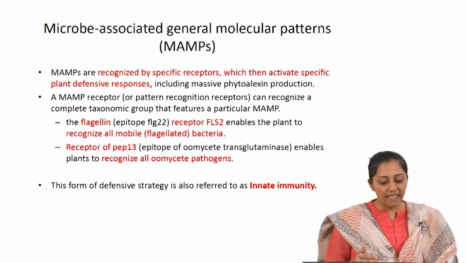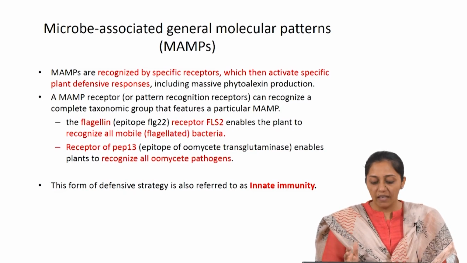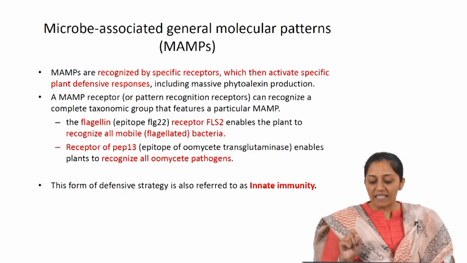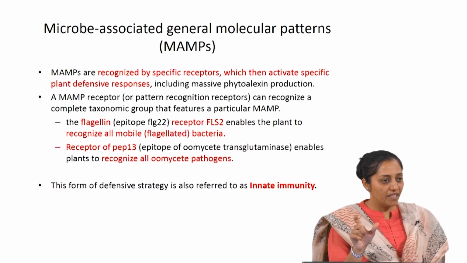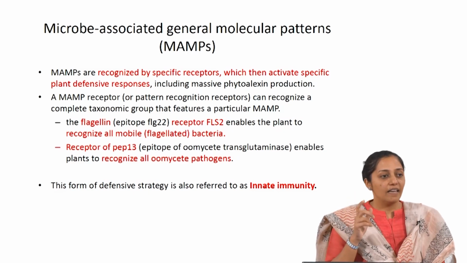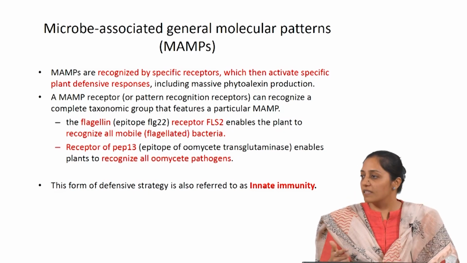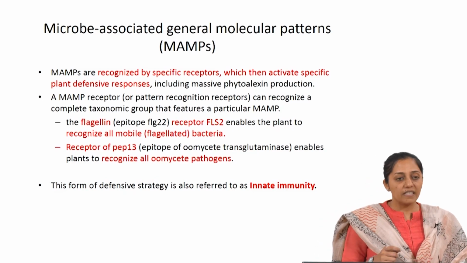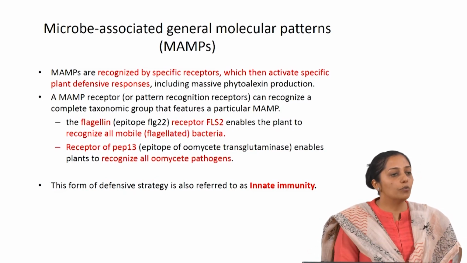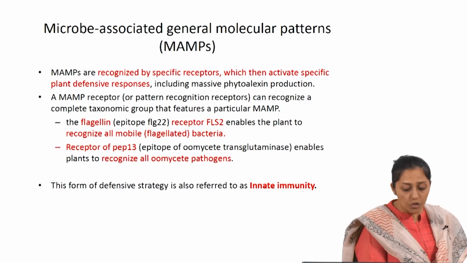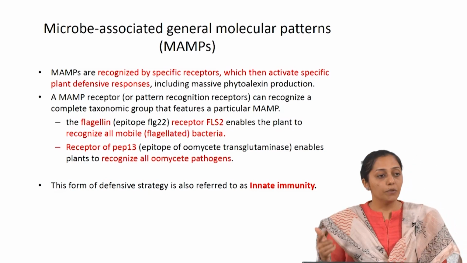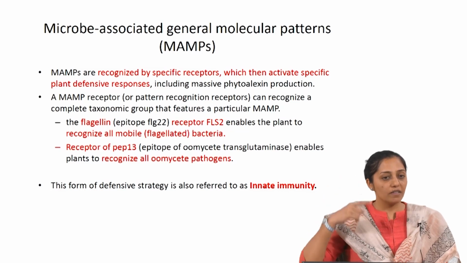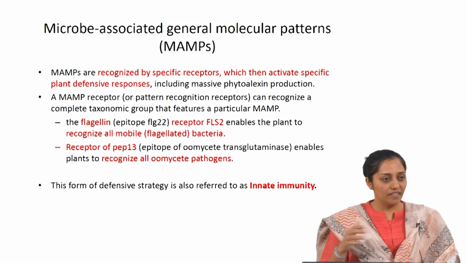Another, as I said, is called PEP-13, which is an epitope for oomycete transglutaminase. The plant recognizes the transglutaminase and then induces its defense response. So this can recognize a broad range of oomycetes. This form of defense strategy comes under innate immunity, which through evolution the plant has learned, and it is there within.